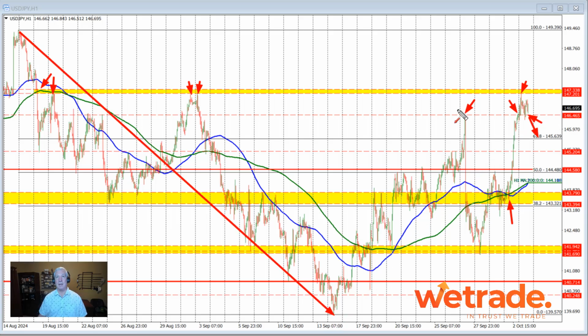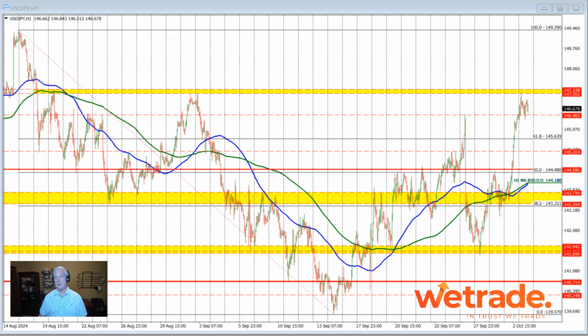if we do stay below that level, then that would certainly give the buyer some reason to take some profit, and some sellers to perhaps jump on the downside, at least in the short term, after testing this key resistance level on the top side, again near the 147.20 to 147.33 level.